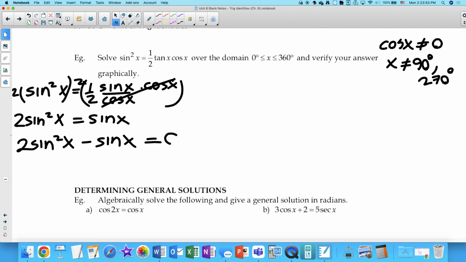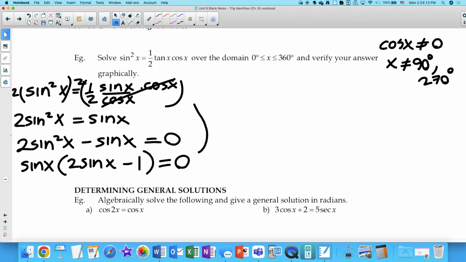And then factor. So we will have sine x times 2 sine x minus 1 equals 0. And then from the first piece, I get that sine x equals 0. And we already know the solution to that in radians. It was 0, pi, 2 pi. So in degrees, it's going to be 0 degrees, 180 degrees, 360 degrees.